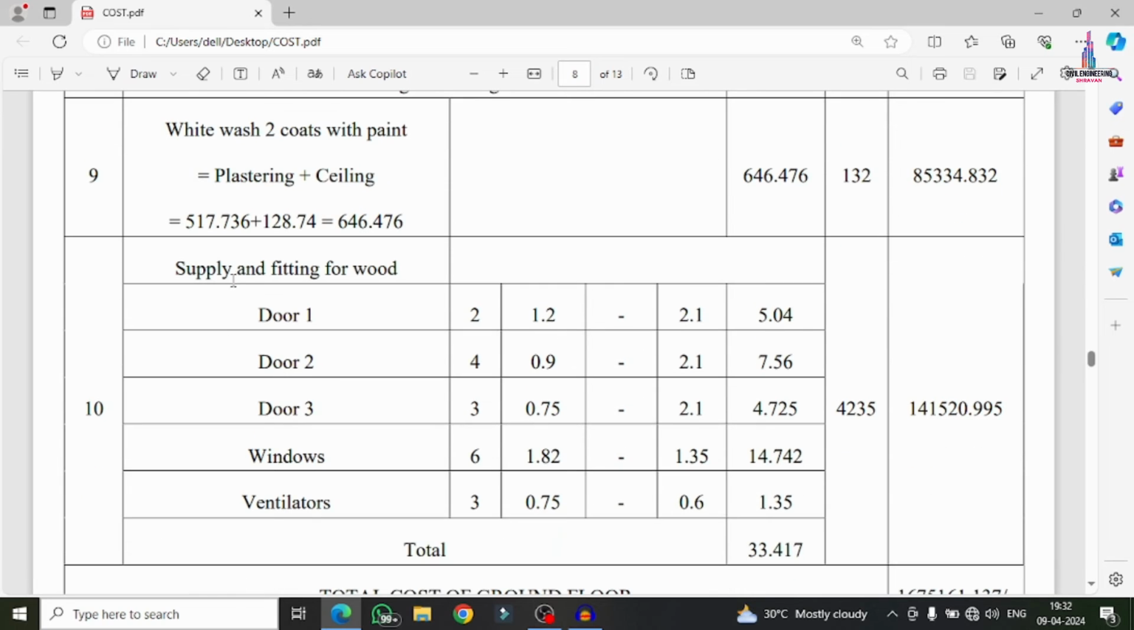Next one is supply and fitting of the door wood, which is related to the door 1 section, door 2 section, door 3 section, ventilation, and window section.